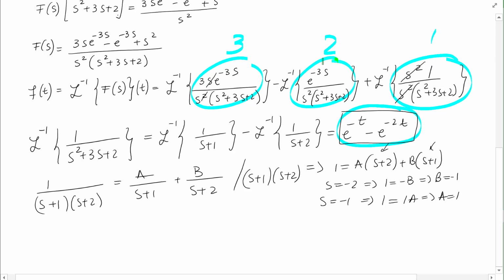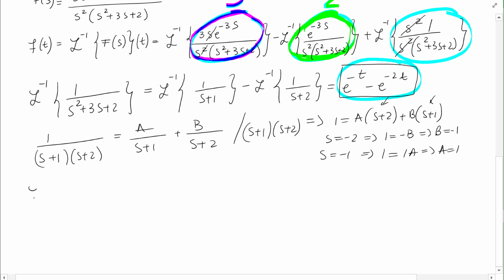Maybe I should color code them differently. Let's make the second one green, and let's make the third one purple. Oh, actually, it's going to end up being blue. Okay, so let's do the second one: the inverse Laplace transform of 1 over s squared times s squared plus 3s plus 2, times e to negative 3s.